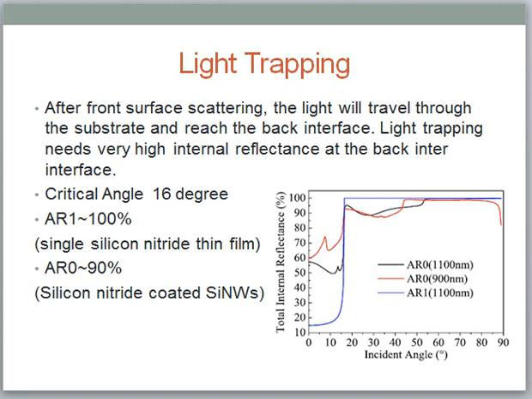As you can see from the graph, AR0 is still silicon nitride coated silicon nanowire array. The black line is at 1100 nanometers, the red line is at 900 nanometers, and the single silicon nitride thin film is AR1 at 1100 nanometers. So as you can see, the critical angle is at 16 degrees, because after 16 degrees, all three of them improve by a lot. However, AR1 actually outperforms AR0. AR1 can reach 100%, while AR0 can only reach around 90.